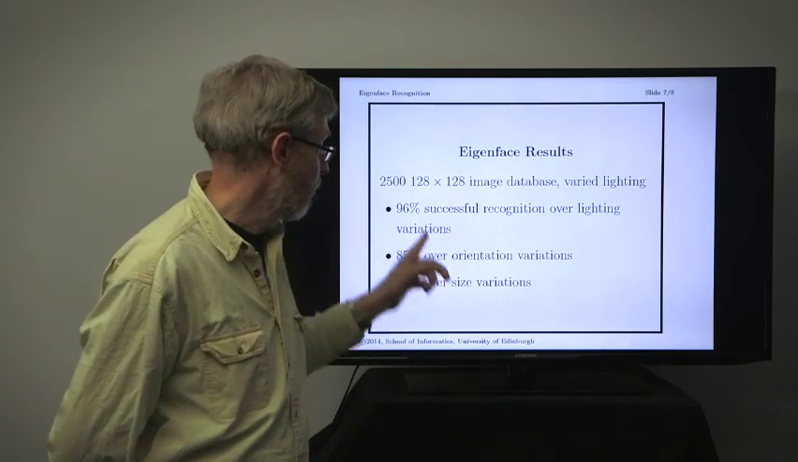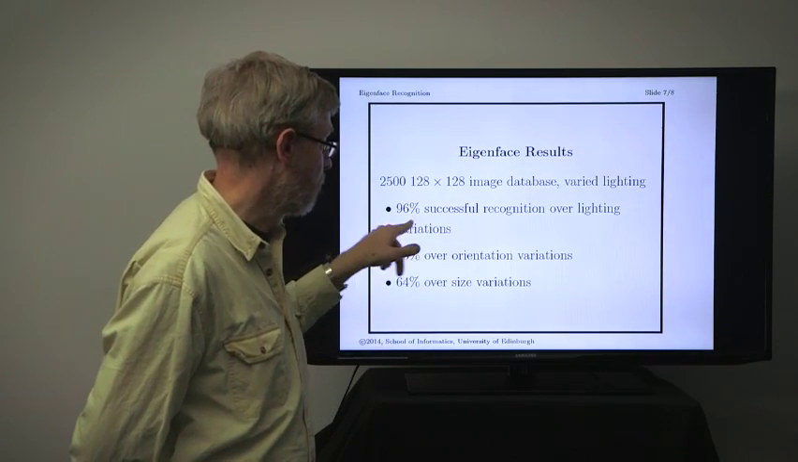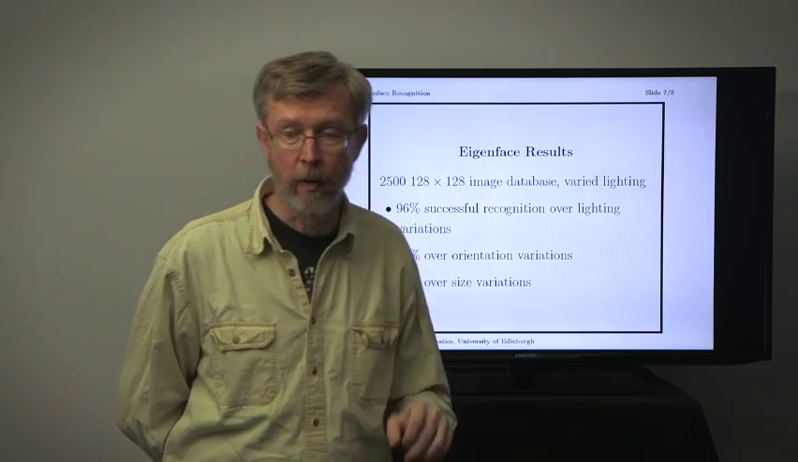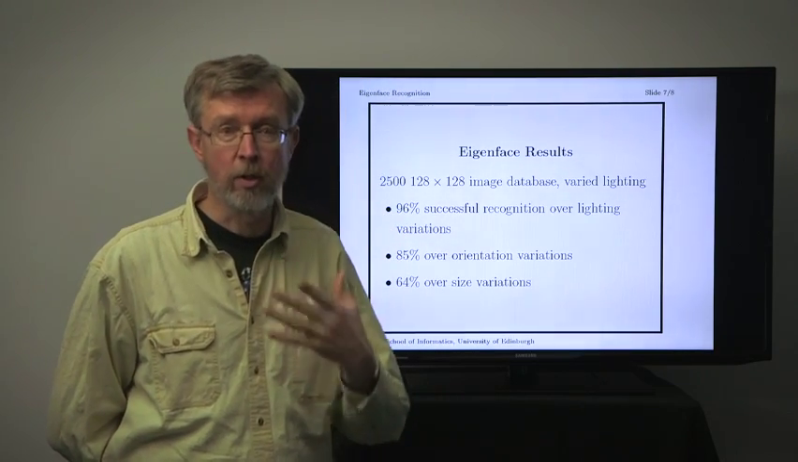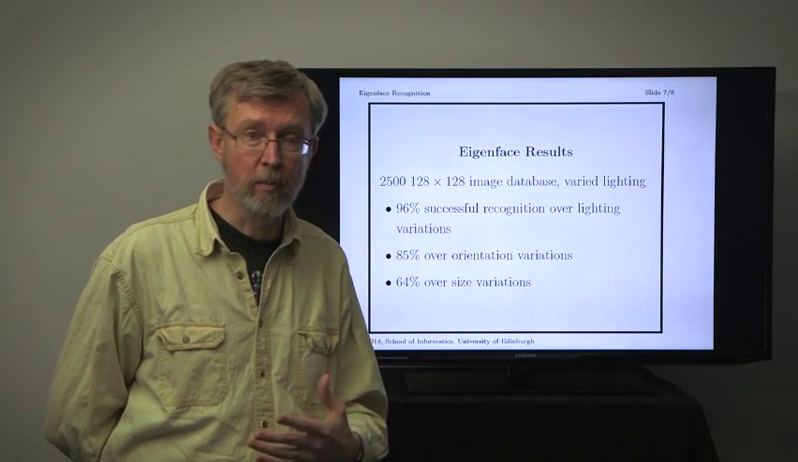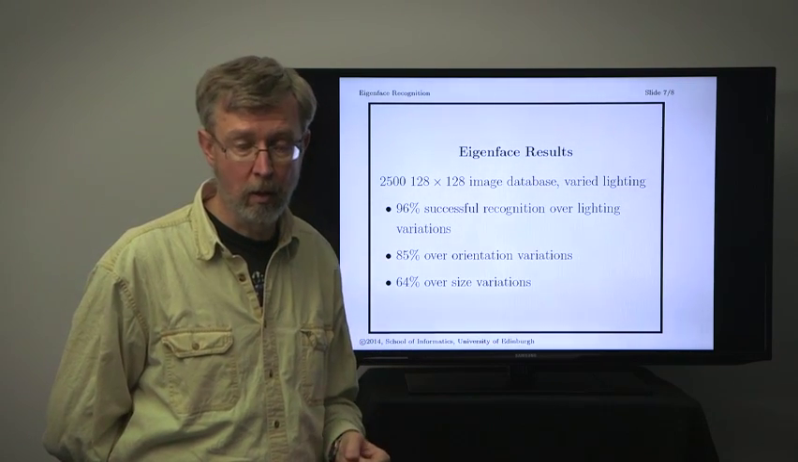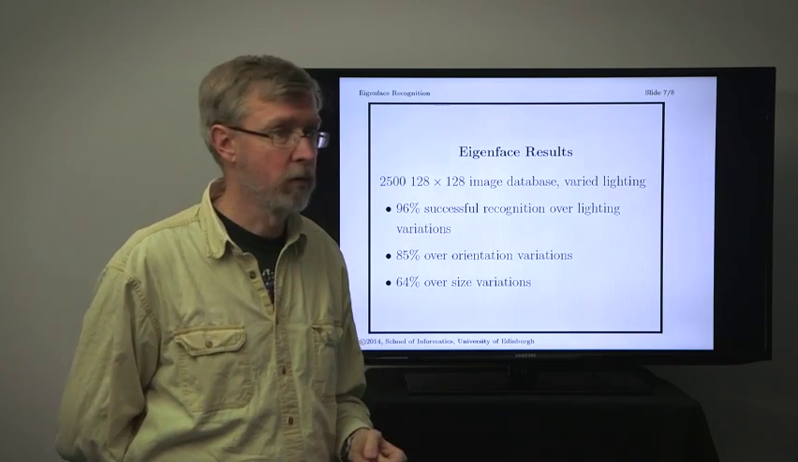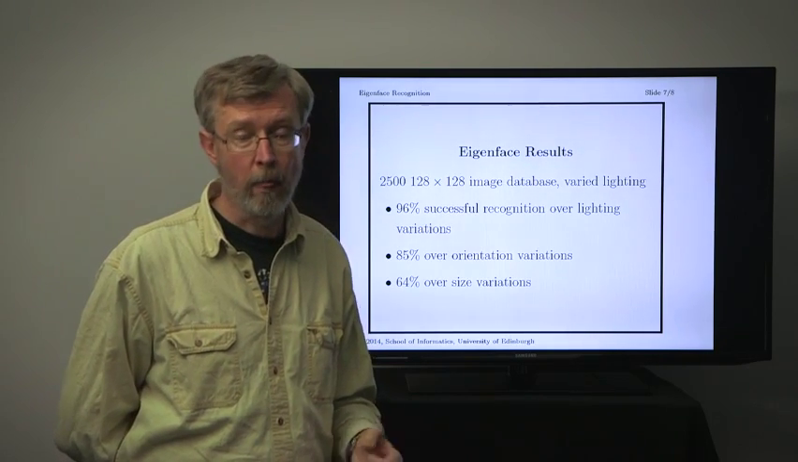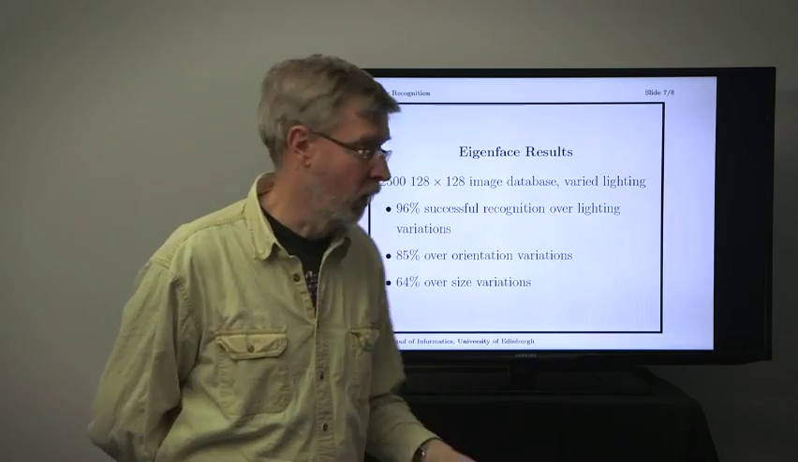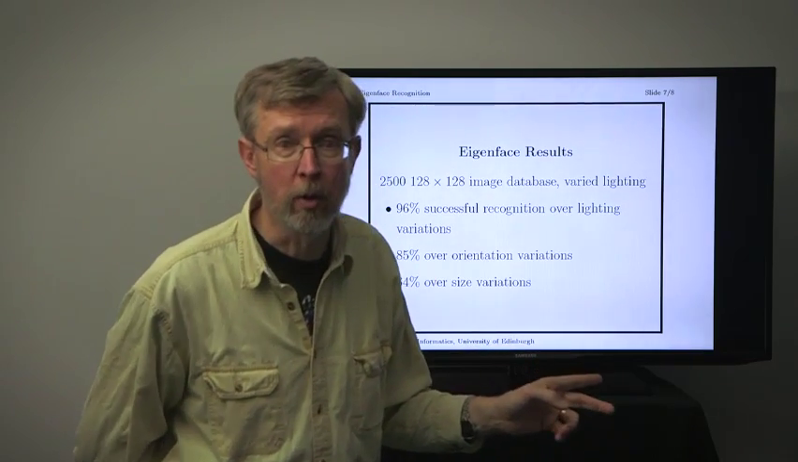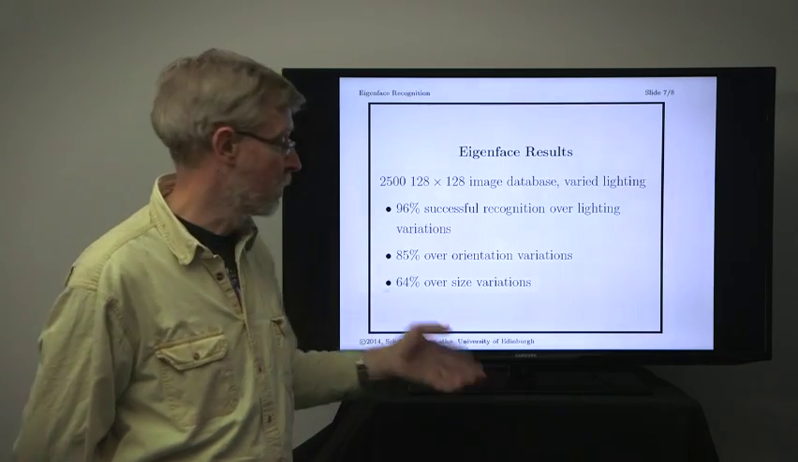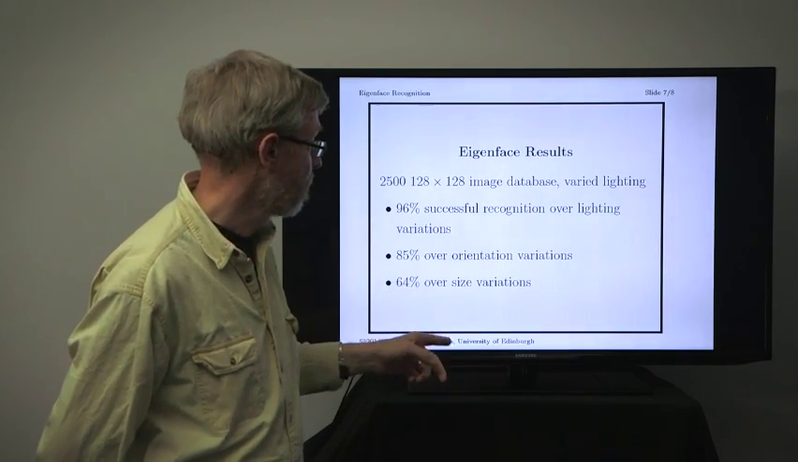And they found actually that they did very well over their training samples. They get about 96% accuracy if they look at the same person in the same orientation at the same distance, but they could vary the lighting. If they allowed the person's head to vary in orientation, sort of side by side or up and down, then the performance dropped. And if the person was a bit closer or a bit further away from the camera, then you have size variations and the performance dropped even more.